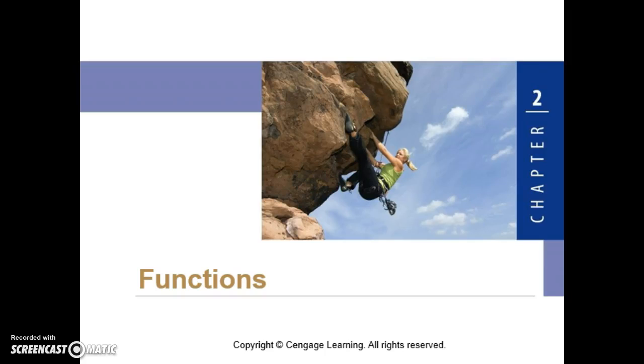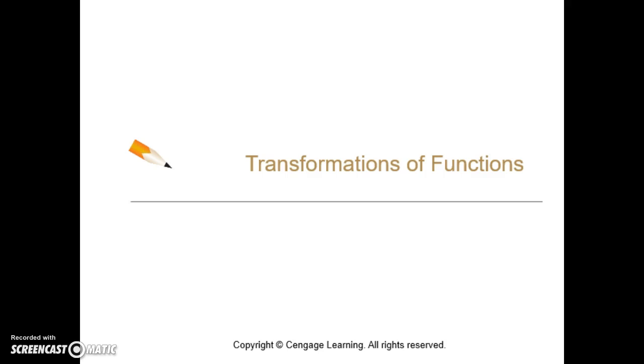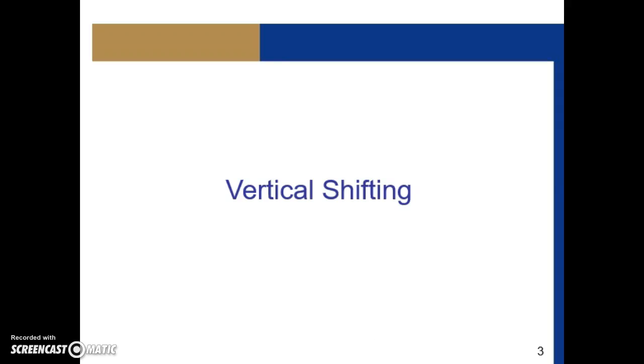So we're going to continue with our work on functions. Now that we know our parent functions and what their graphs look like and what their domains and ranges and increasing, decreasing, and maxes and mins and symmetries and all that are, we're going to talk about making transformations on those functions. So first let's talk about vertical shifting.